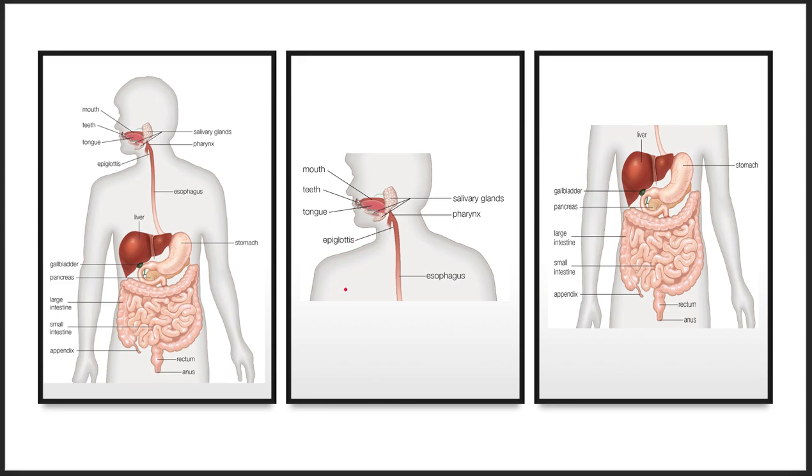So this is a better view of it. The mouth, which has the teeth and the tongue. Then we have the salivary glands, the esophagus or the food pipe. Then the liver, stomach, gallbladder, pancreas, small intestine, large intestine, rectum, anus. So let's get into it and know more about this.